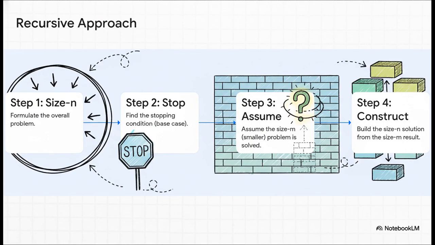Now, this isn't magic. There's a structured process to it. First, you define your big picture goal. Second, you have to find your base case. That's the simplest version of the problem that tells the recursion when to stop. Third is that leap of faith we just talked about. Assume the function works for a smaller case. And finally, you use that smaller solution to build the answer for your current bigger problem.